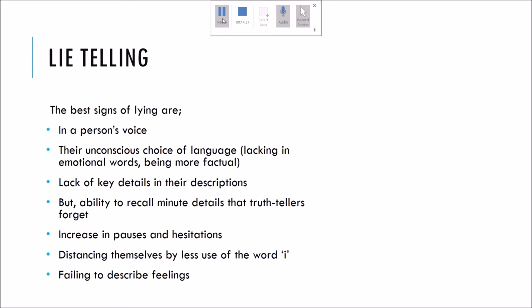Other signs include a lack of key details in their descriptions, or an inability to recall minute-by-minute details, so really small, minuscule details that a truth teller would forget because they may be focusing on the big picture. Pauses and hesitations, so ums and ahs. Distancing themselves, so less use of the word I, and failing to describe feelings, so again the unconscious choice of language. Rather than using emotional words, they might use more factual information.